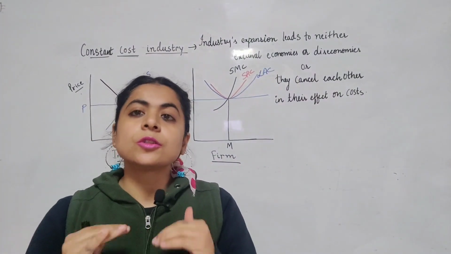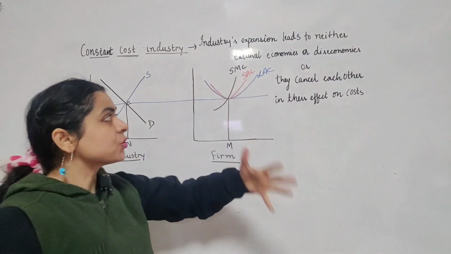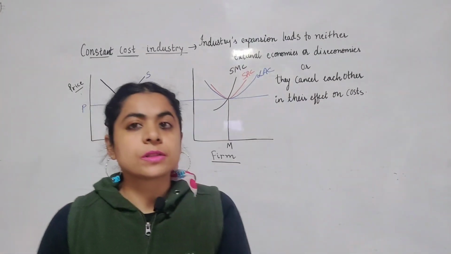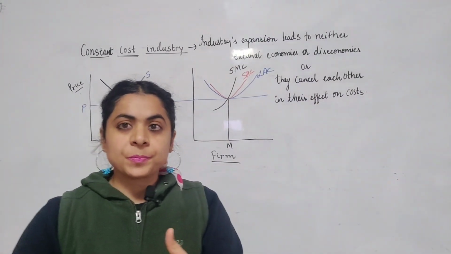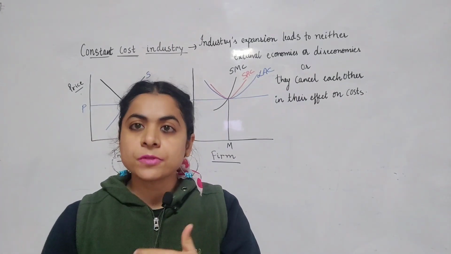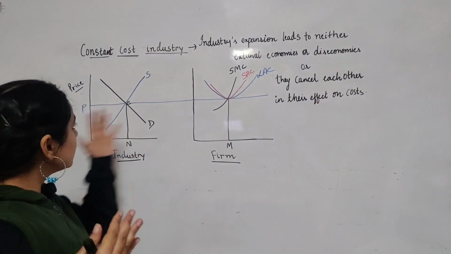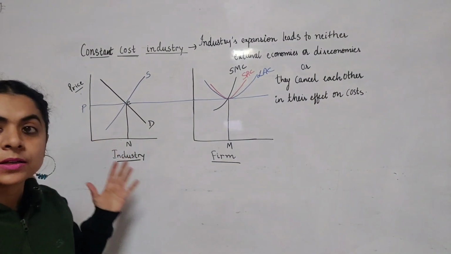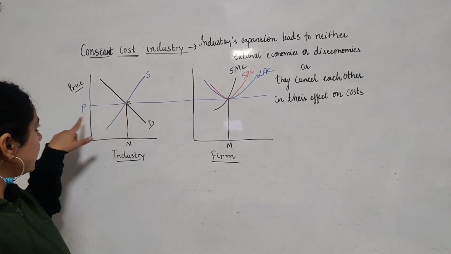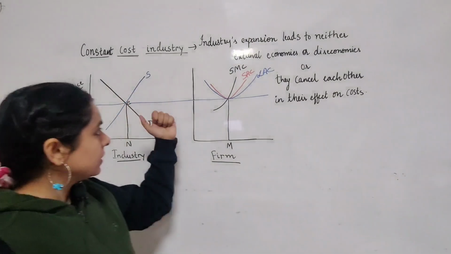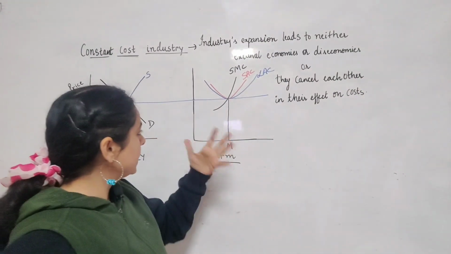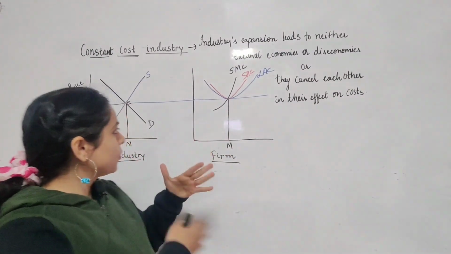An industry is said to be constant cost industry when industry's expansion leads to neither external economies or diseconomies, or even if external economies or diseconomies occur, they cancel each other, so the net effect on cost is zero. So that means there will be no shift in cost curve in case of constant cost industry. Here, as we can see, the price as determined by intersection of market demand and market supply is P, and at this price, the long run average cost of the firm is equal to the price. So we can say that this is a long run position for the firm.